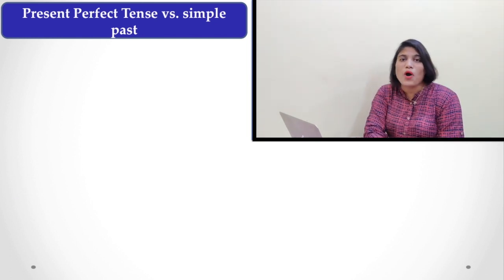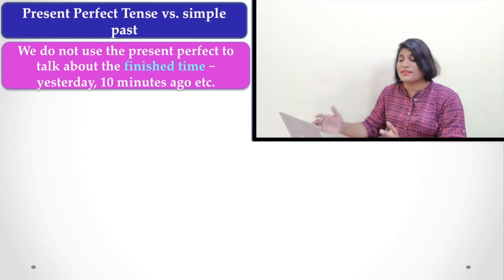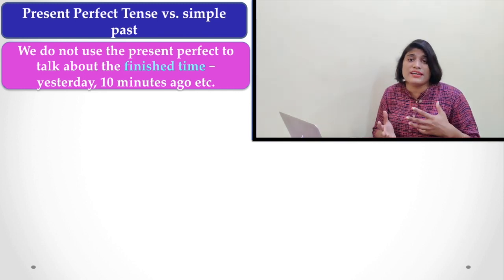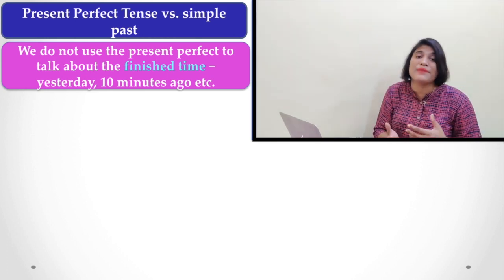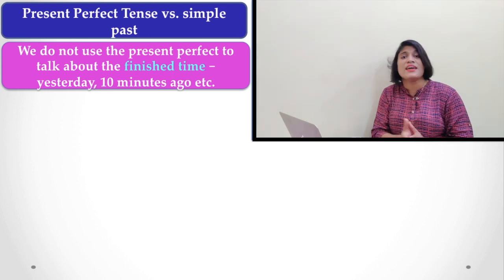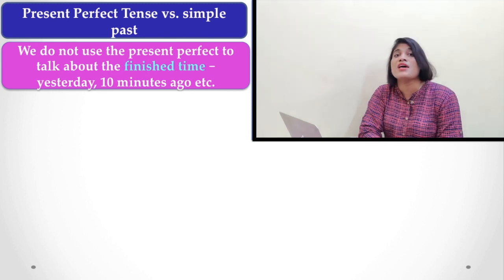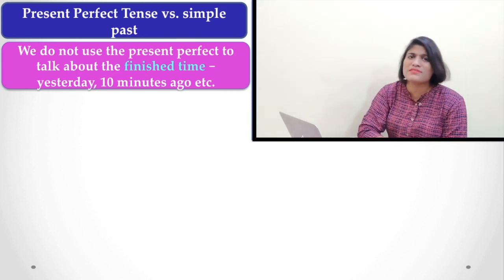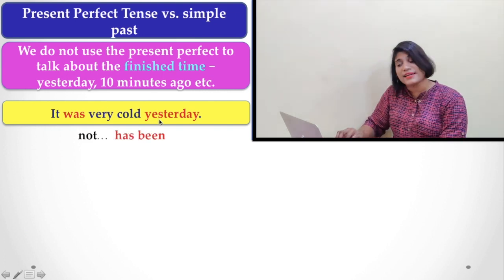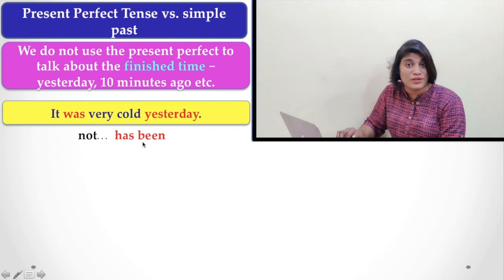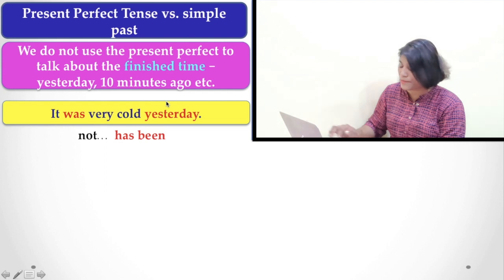Again, another important thing: when we are talking about finished time, that is something like yesterday, 10 years ago, 10 minutes ago, we do not use present perfect. Instead of that, in that situation, you have to use simple past tense. So let's see the examples again. Here: "It was very cold yesterday," not "has been cold yesterday," because here yesterday is a finished time.